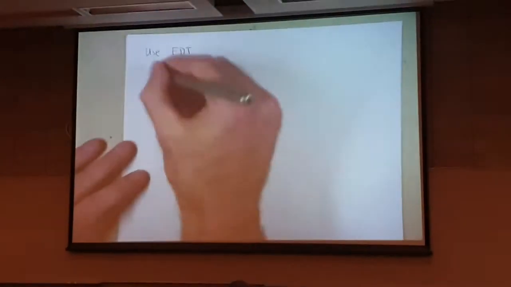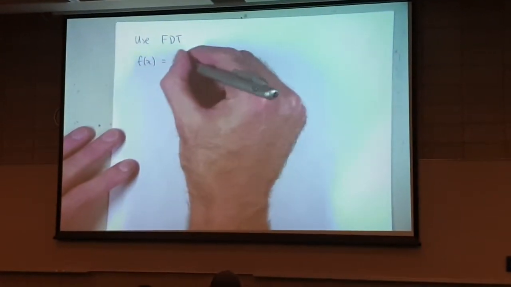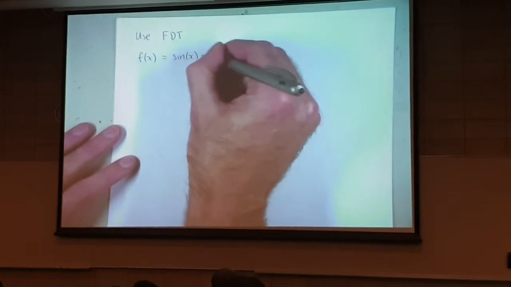Okay. Use the first derivative test. So use the first derivative test to find local maxima and minima for the function, called I here, but I'll call it f of x equals sine of x plus x.